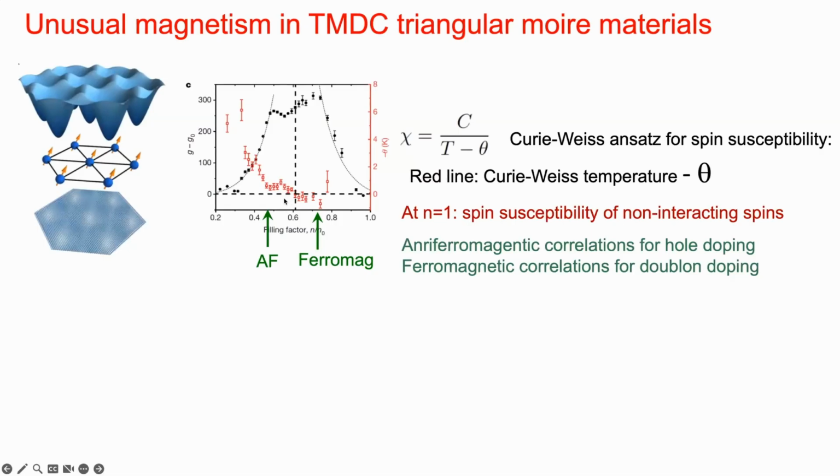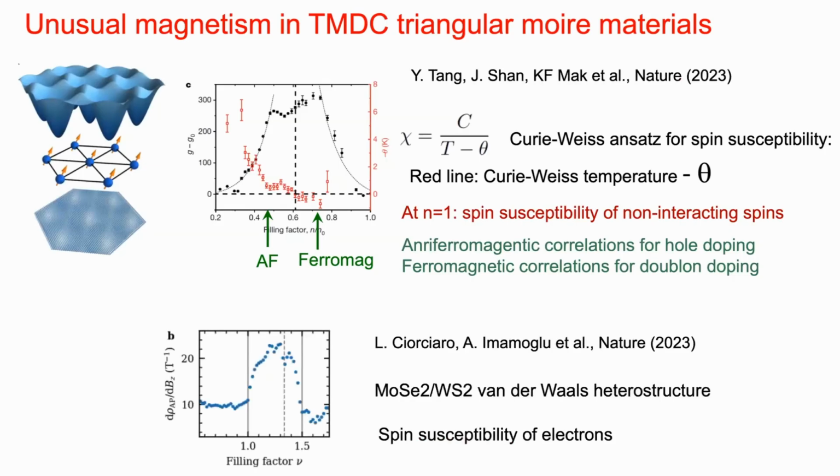And then as they dope the system, they see that on the electron doped side, they see effective ferromagnetic interactions. And on the hole doped side, they see effective antiferromagnetic interaction. So this really goes contrary to the intuition that we have developed over the years, let's say in the context of square lattices, where the strongest magnetism is expected to be exactly at half filling, for n equals 1, and as soon as we dope, magnetism gets suppressed. Here you can see that magnetism appears when the system is doped, and also the sign of doping is important.